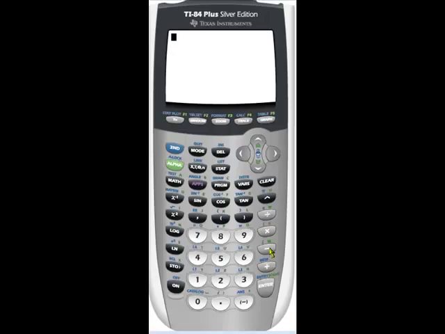In this problem, we're testing whether mu1 is less than mu2 at the alpha equals 0.05 level of significance. And we have the sample data. So in order to do this, we are doing a two-sample t-test.